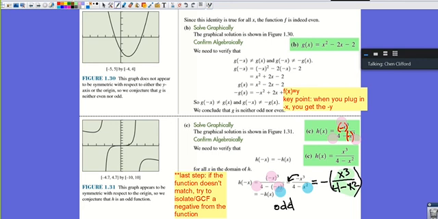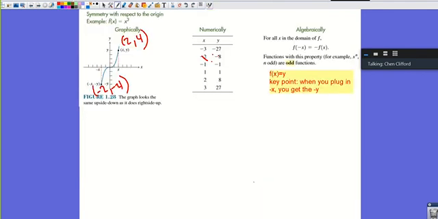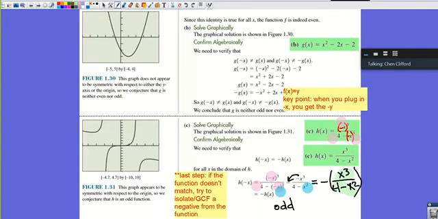Because remember, for odd, anytime you plug in a negative x, you should get a negative y. And remember, this whole thing is h of x, which is the same thing as y. So this whole thing is basically a negative y. Anytime you plug in negative x, you should get negative y.